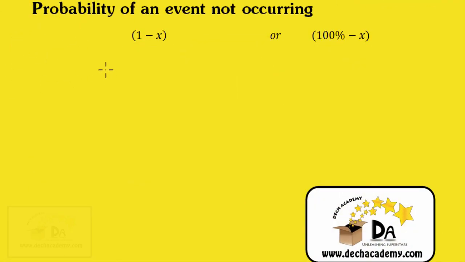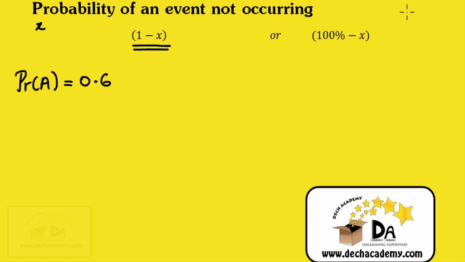So far, we've just been talking about the probability of an event occurring. What about the probability of an event not occurring? So for instance, if I tell you that the probability of an event A occurring is 0.6, and I now ask you what is the probability of event A not occurring. Well, for a linear scale, if the probability of an event occurring is x, the probability of that event not occurring is given by 1 minus x.